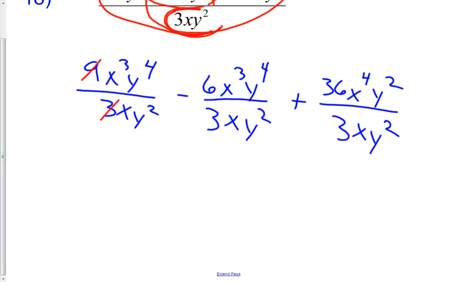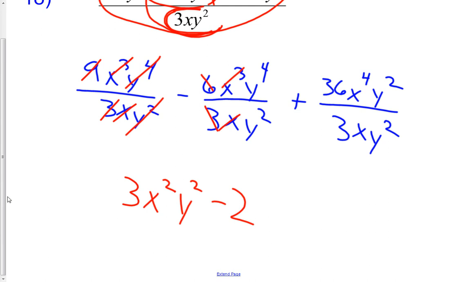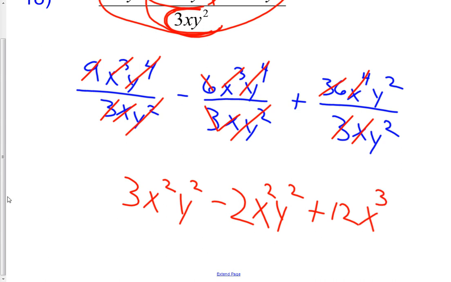So 9/3 is 3. X to the third divided by x is x squared. Y to the fourth divided by y squared is y squared. Minus 6/3 is 2. X to the third divided by x is x. Y to the fourth divided by y squared is y squared. And then 36/3 is 12. X to the fourth divided by x is x to the third. Y to the second divided by y to the second is gone.